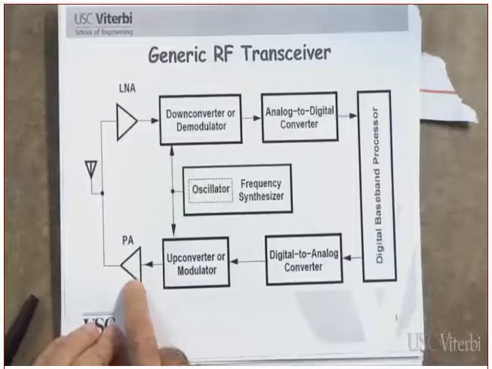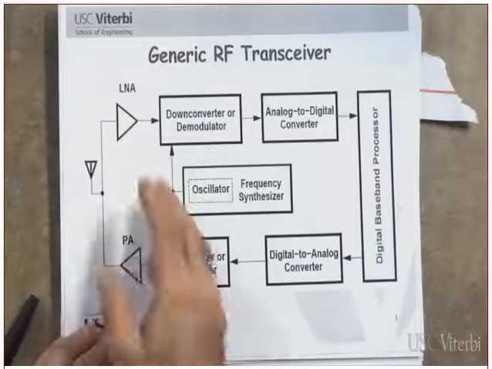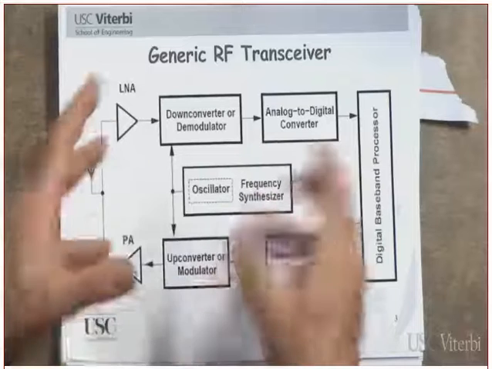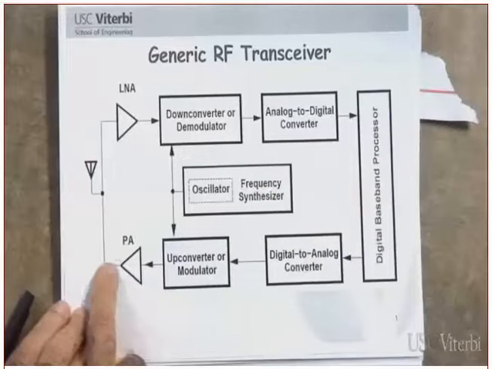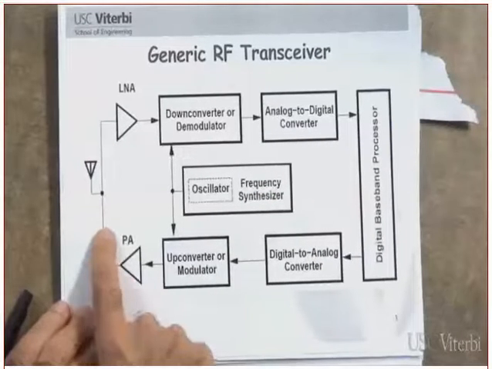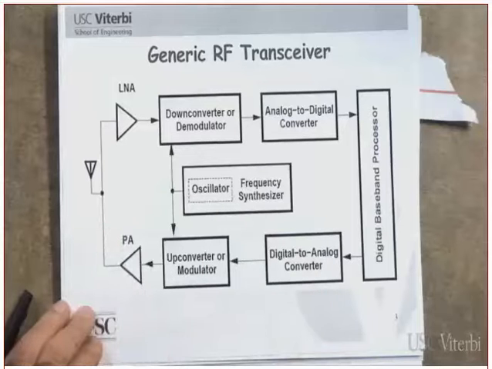Then we need to amplify the signal, power amplifier. Again, this is all missing a lot of parts. This is just a generic block diagram. Remember what I told you last time? A power amplifier needs to be well matched with the antenna. Otherwise, there will be some power reflected back.